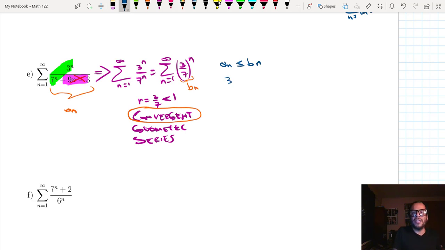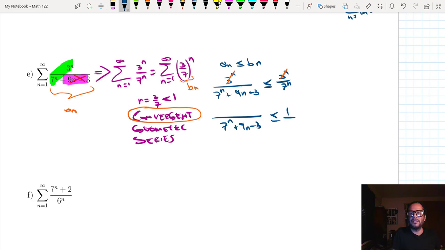That is 3 to the n divided by 7 to the n plus 9n minus 3. Is that less than or equal to 3 to the n over 7 to the n? Is it true or false? Well, let me cancel these two factors out so it's easier to see. So 7 to the n plus 9n minus 3, 1 over 7 to the n, here everything under 1.